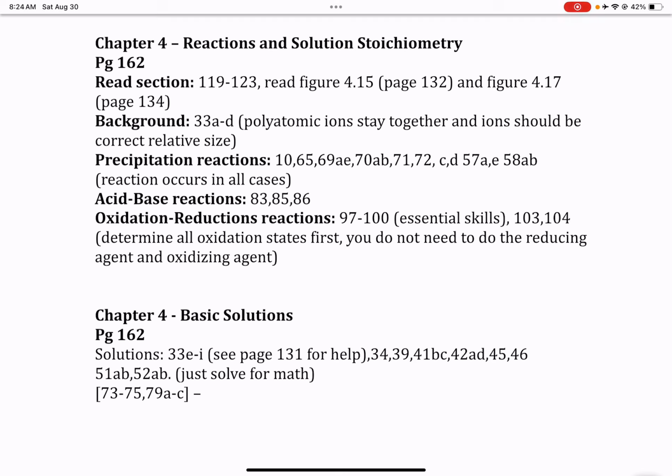Yes. So I think in part 1 we should be able to get to all of the precipitation reactions. So we could get those done.